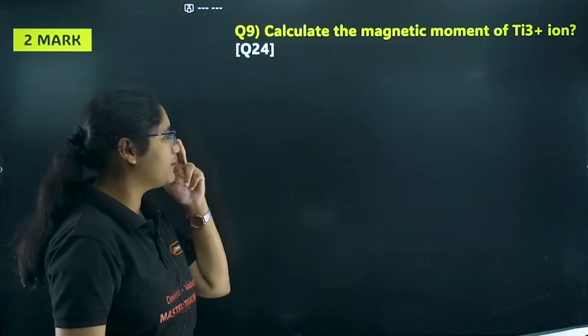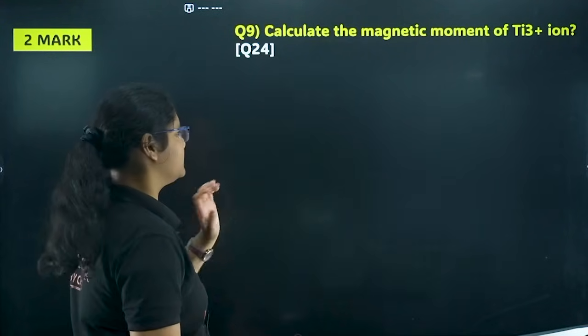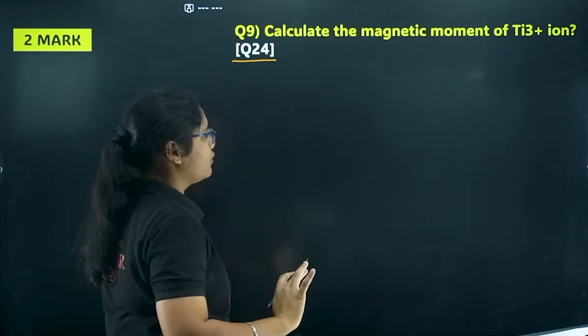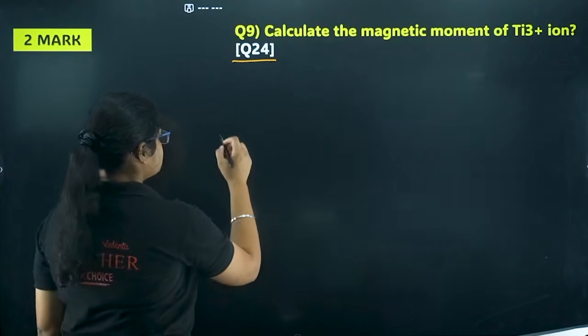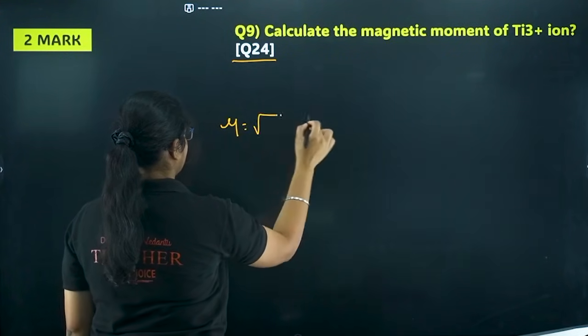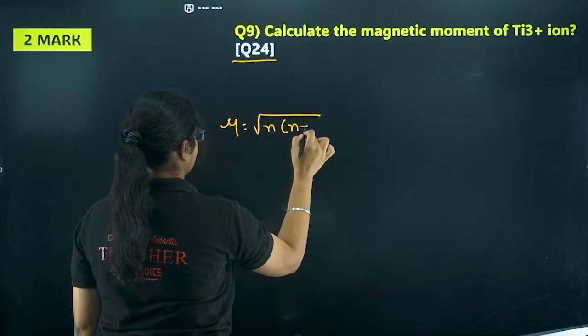Next, we will see: calculate the magnetic moment of the Ti3+ ion. This is a very important question, question number 24. It can be asked for any ion, so you should know the formula. So what is the formula of magnetic moment? Root over n into n plus 2.